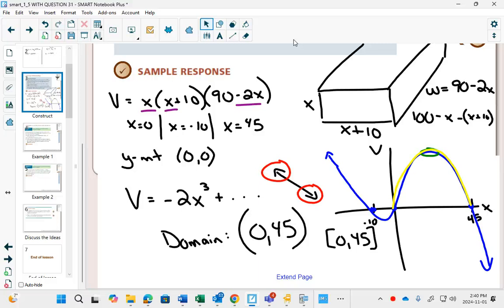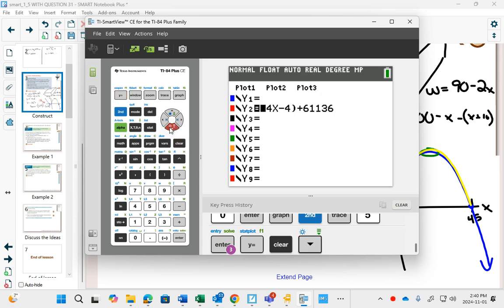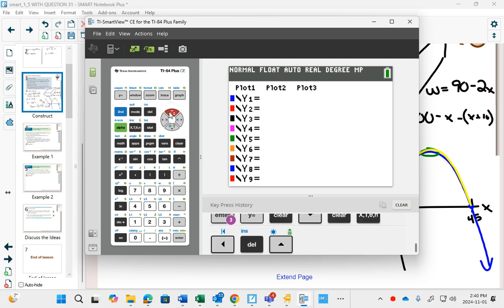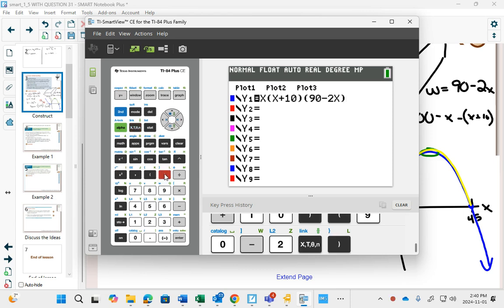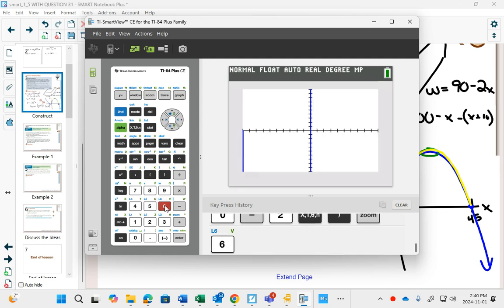So the first thing we're going to do is take out our graphing calculators, or at home you can use Desmos. But not your phone, unfortunately. And we're going to type in x times x plus 10 times 90 minus 2x. And chances are you've probably got your window on its standard setting, so when you hit graph, it looks like this, which is really useless.